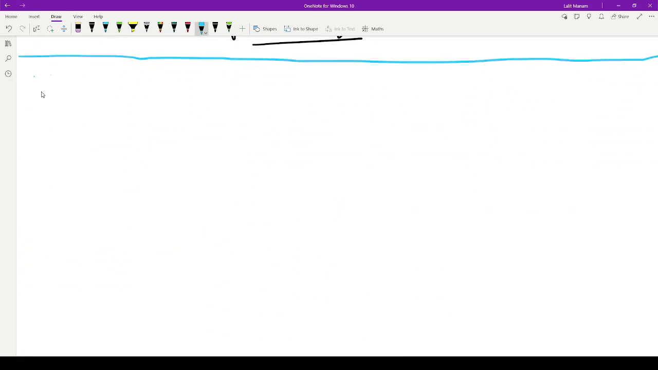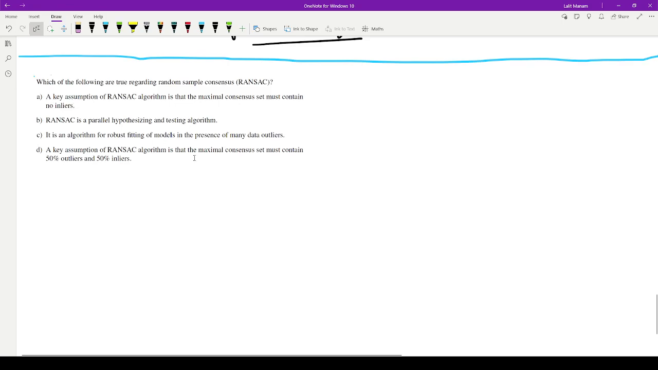So this is the next question that we have. Which of the following is true regarding random sample consensus? Okay, what is RANSAC?